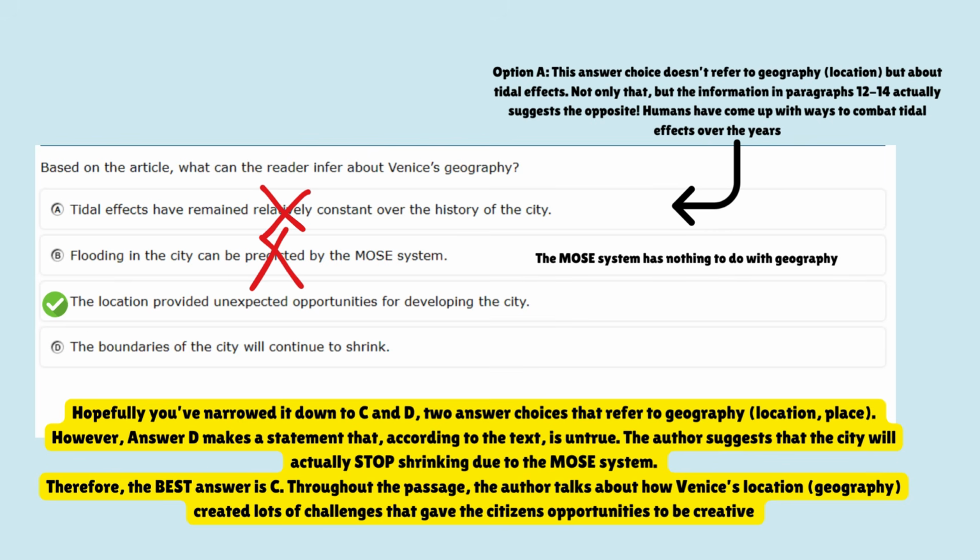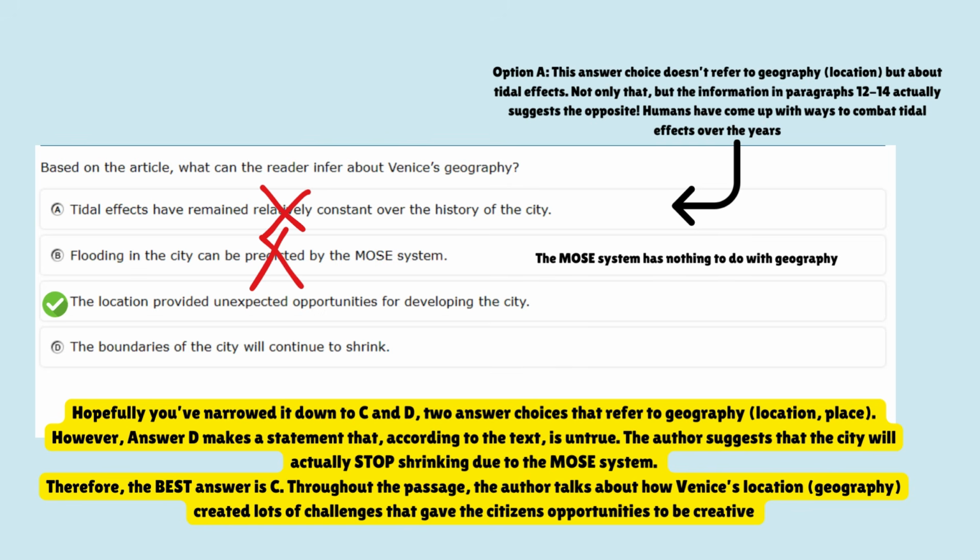All right, so let's look at C and D. C talks about the location, and D talks about the boundaries of the city. So both of those are geographical terms. But the correct answer is C. So hopefully you did narrow it down to C and D, which are two answer choices that refer to geography, location, and place. However, answer D makes a statement that, according to the text, is untrue. Like I said, there will be answer choices that are just contradicted. They're untrue according to what you read.